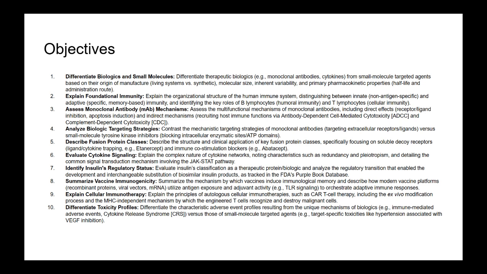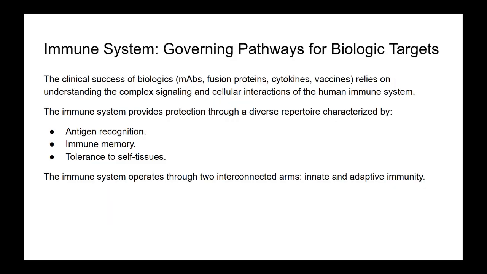Biologics can cause immune-mediated adverse events, such as cytokine release syndrome, while small molecule-targeted agents may lead to target-specific toxicities like hypertension caused by vascular endothelial growth factor inhibition. The clinical use of major biological classes, such as monoclonal antibodies, fusion proteins, cytokines, and vaccines, depends on a foundational understanding of the complex signaling pathways and cellular interactions that regulate the human immune system.